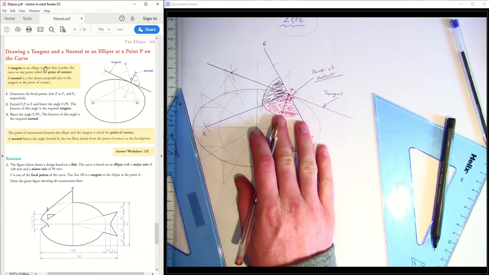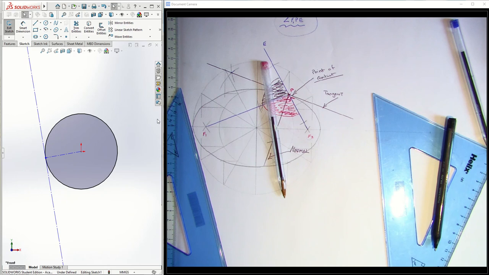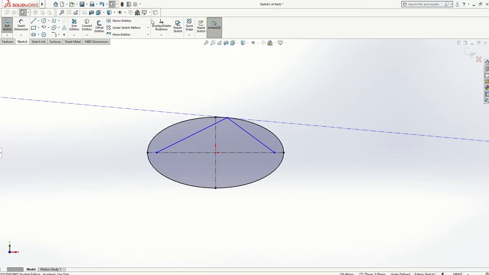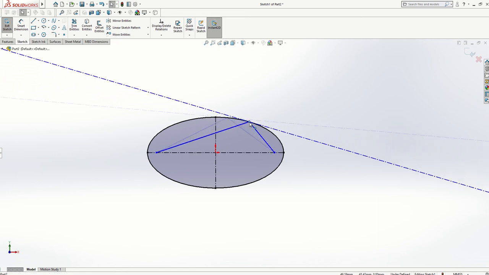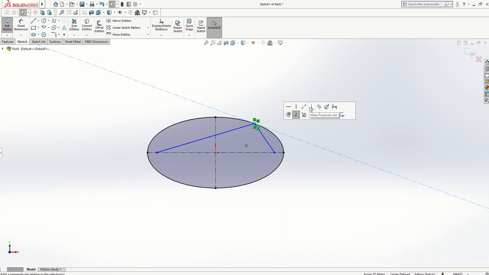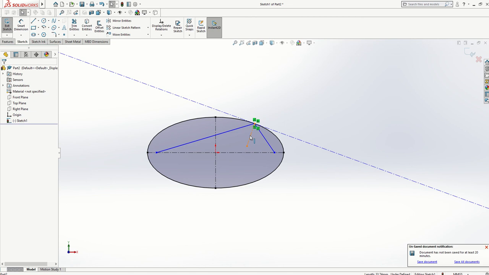No matter where it is, it's the exact same thing. So let's have a look. Now, I'm after drawing this here. Here are my 2 focal points, and here's my tangent. We see no matter where I bring this around, I'll draw on the normal as well. So normal, and we know they're perpendicular, and I'll put this as infinite length.